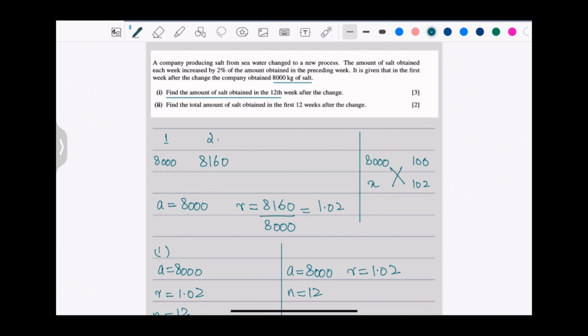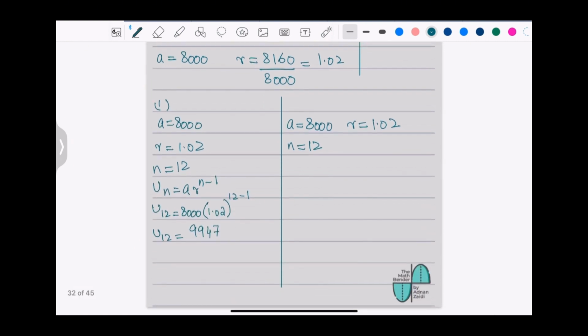If the salt was received after a week, then we would have looked at it differently. But in this scenario, the salt is received by the start of the first week. So by the start of the 12th week, they will receive the quota of 12 weeks as well. So u of n is equal to a r to the power n minus 1, and S of n is a times r to the power n minus 1 over r minus 1.